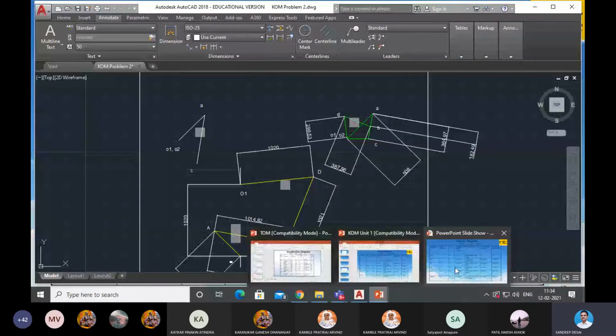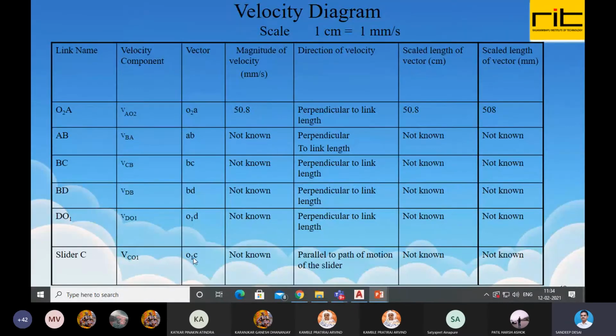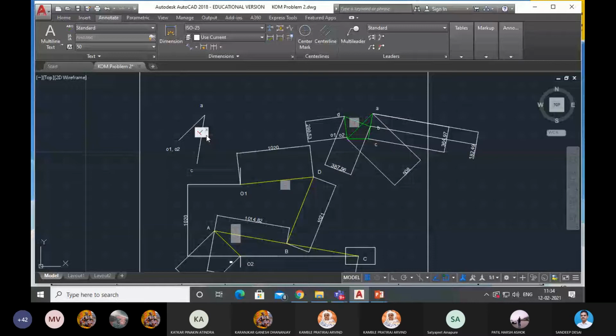Now the vector is O1C. If you write O2C, there is no problem. But I wrote O1C, and you may write O2C. Both are one and the same. So I wrote it as O1C. Out of O1 and C, which is known to you? Out of O1 and C, which one is known? O1. So we should draw a vector from O1 and that is parallel to the path of motion of the slider.